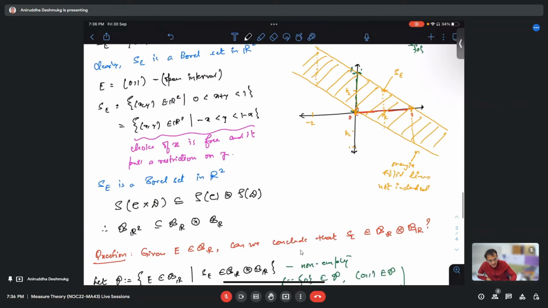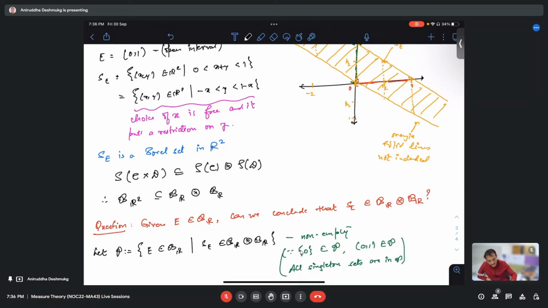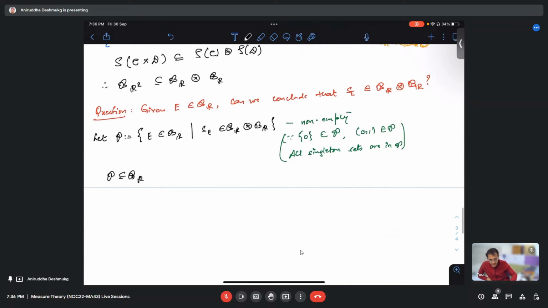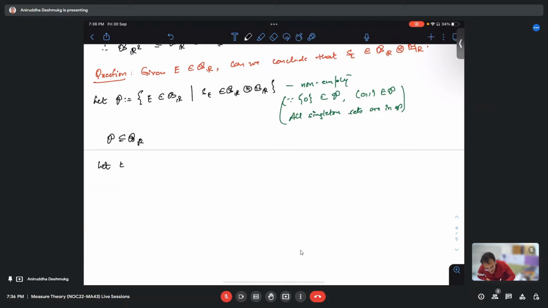Now, one thing is clear: P is anyway contained in BR. So if I want to prove that it is equal, it is enough to prove that it is a sigma algebra and it contains all open sets, or all open intervals. So let us start proving it. First, let us prove that it contains all open intervals, and then we'll prove that it is a sigma algebra in itself. So let us take E as an open interval AB in R.